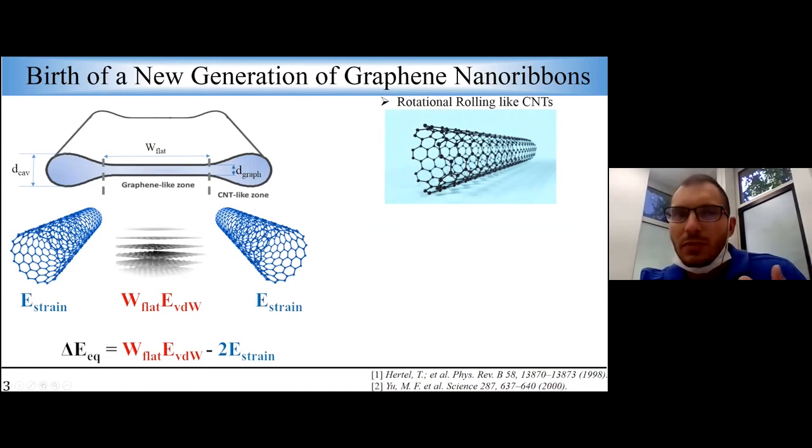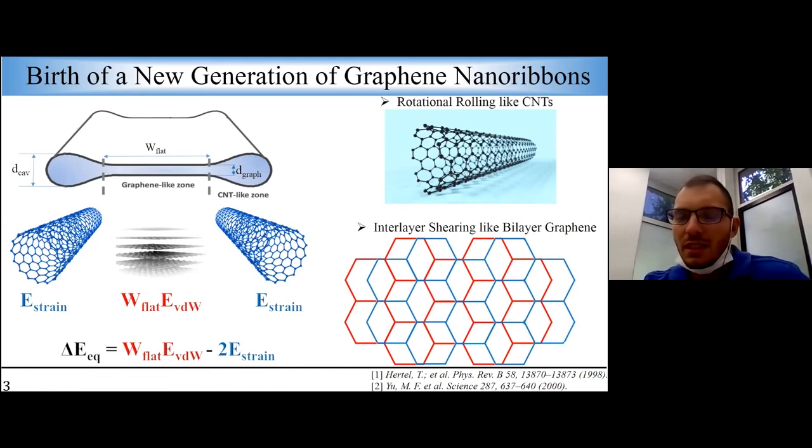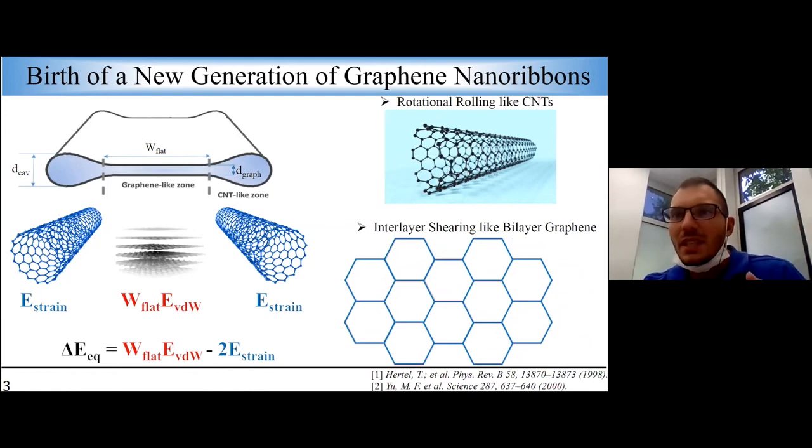But in this new case, considering the existence of a central flattened region, it is possible to define an additional second degree of freedom, which is due to the translational shearing between the upper and lower layer, as we can see in the following animation. And in such a sense, it is possible to define a stacking sequence for the collapsed carbon nanotubes, exactly like a bilayer graphene or bilayer graphene nanoribbon. So we can represent our collapsed carbon nanotubes as a sort of analog of bilayer graphene nanoribbon with closed edges.